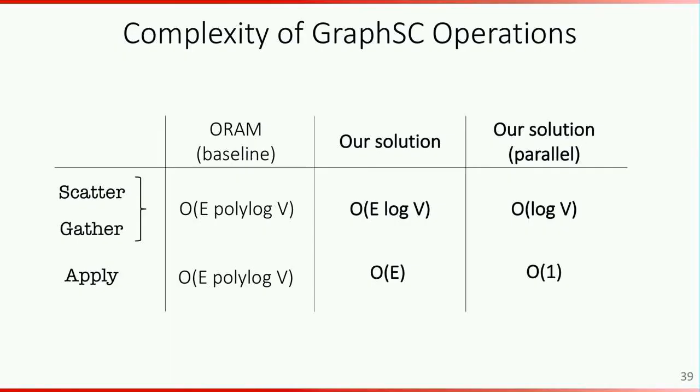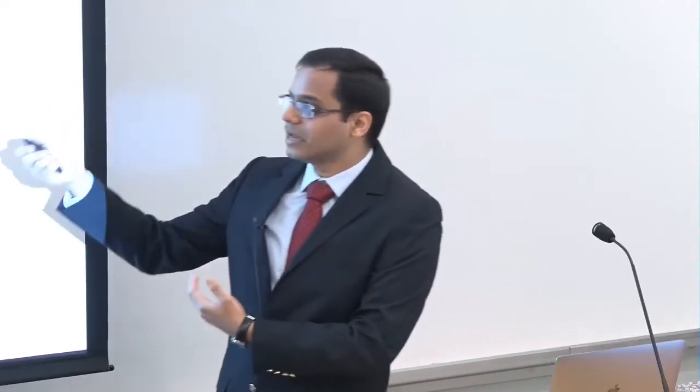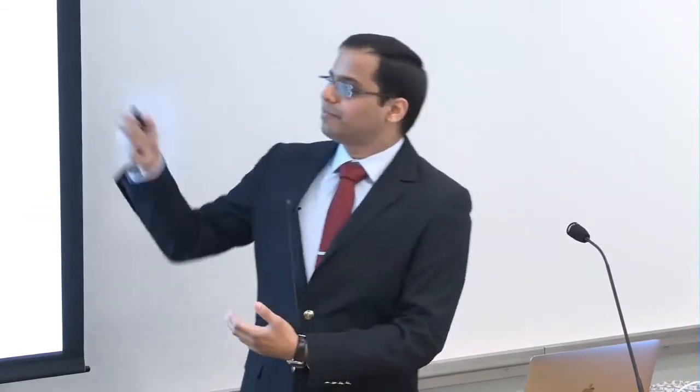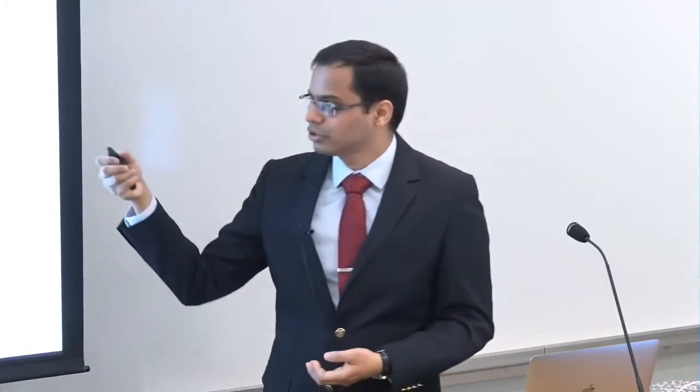With that, here is what the complexity of these operations look like. If you would have used an ORAM baseline, it would have required O~(polylog V) time. Our solution for scatter and gather can perform it in order O~(log V) time, and for apply, it can do it in order O~(1) time. And in parallel, as I just mentioned, the depth of a computation is order log V, and although I did not mention apply, the depth of that computation is constant.